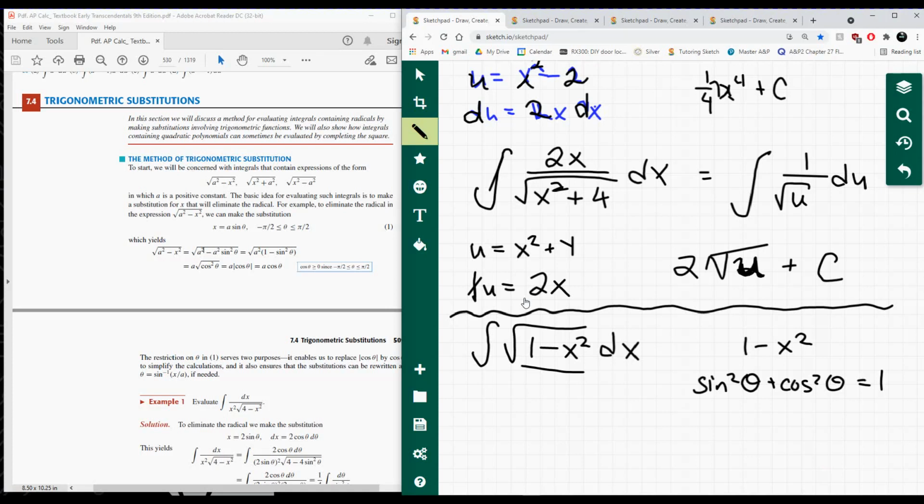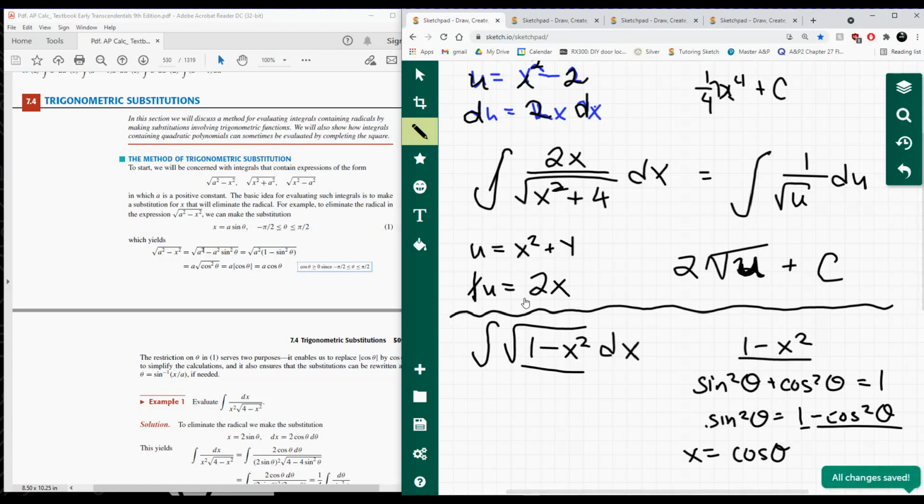Now, what I want to draw your attention to is, let's suppose that we rewrote this so that sine squared theta is equal to 1 minus cosine squared theta. Notice how this 1 minus x squared, if only x were equal to the cosine of theta, that would allow us to rewrite this entire radicand as 1 minus cosine squared theta, which is equal to sine squared theta, and that'll fit the radical, because then the radical of sine squared is just equal to sine. And that's in fact what we're going to do.